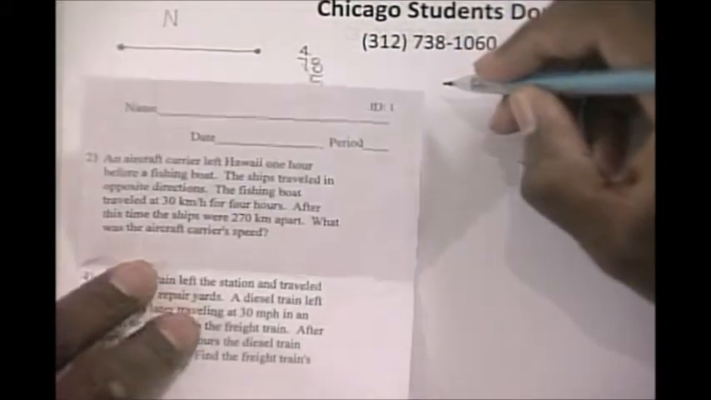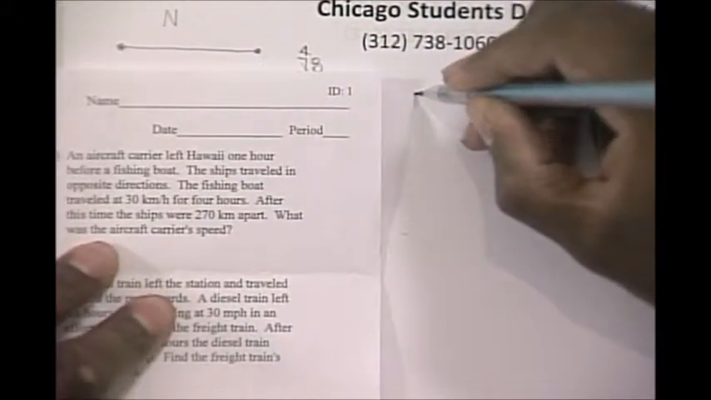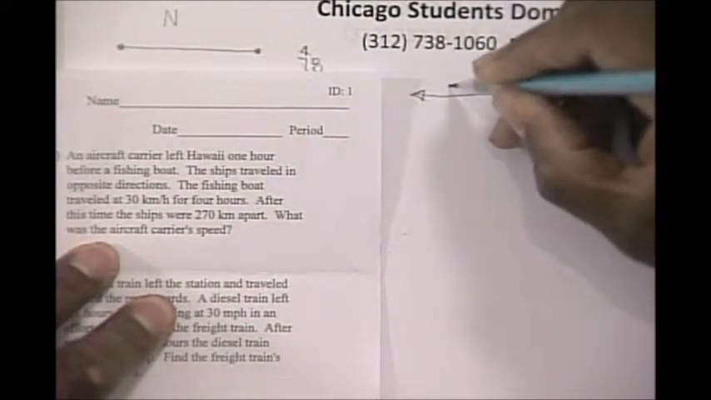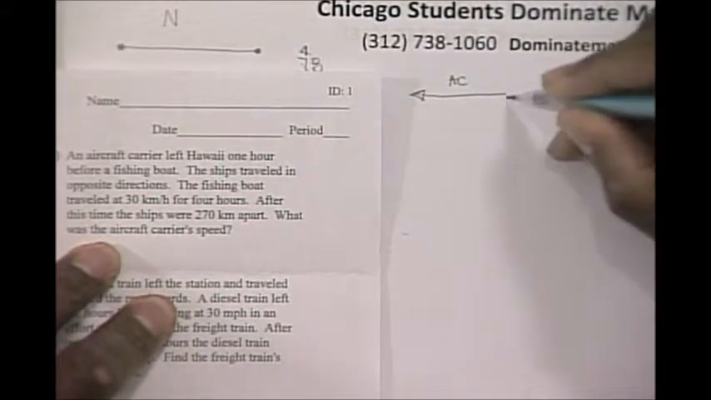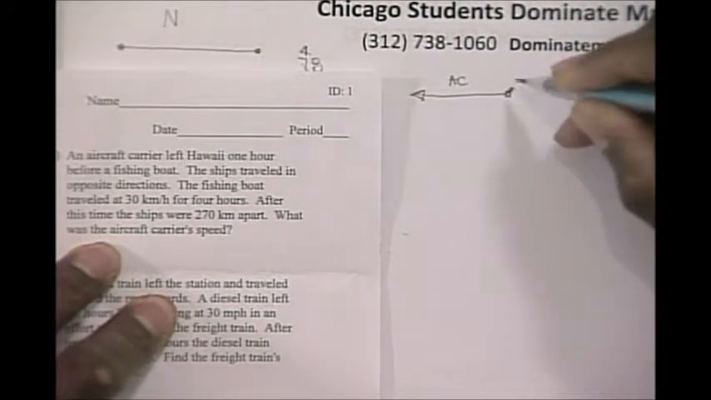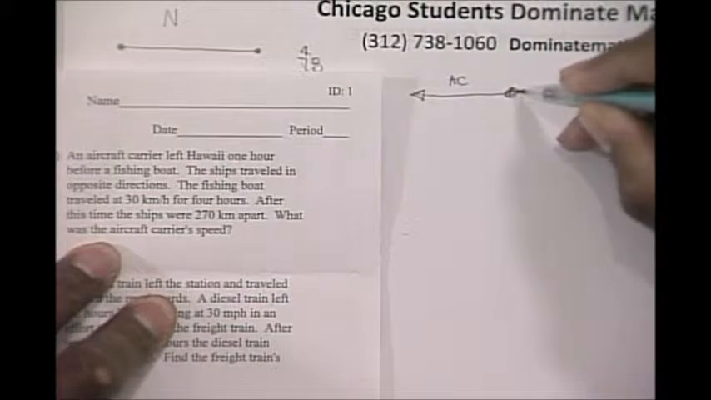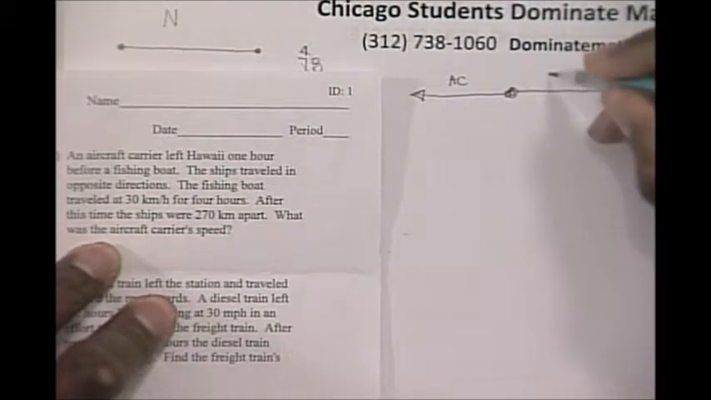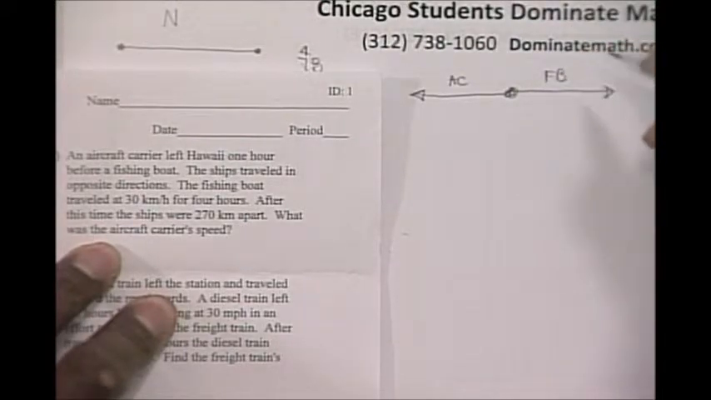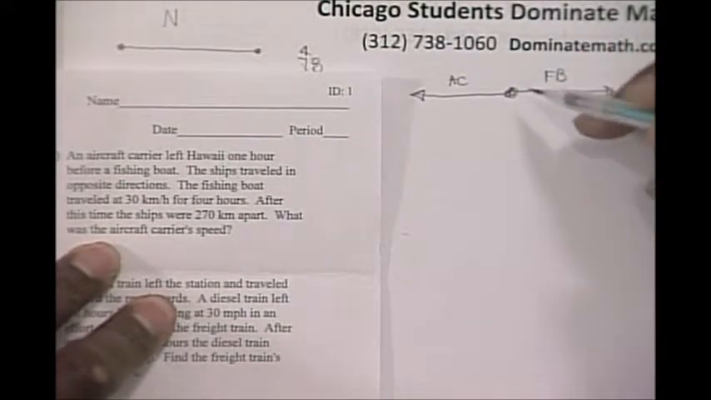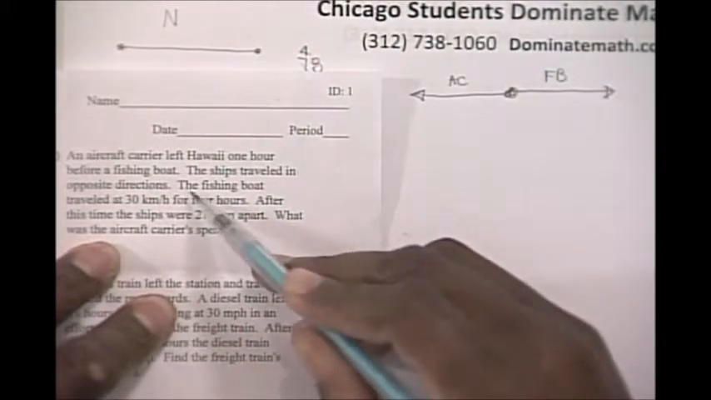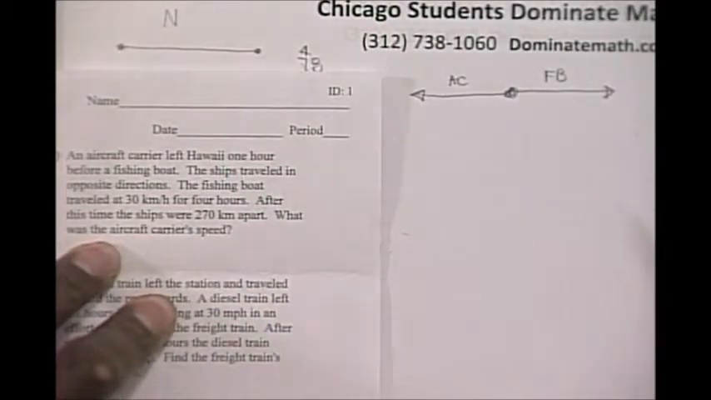All right, so here we go. Let's take a look at it. Let's call this the aircraft carrier, AC. And then you've got the fishing boat, and I'm drawing it in the opposite direction as the problem stated. Fishing boat, let's label that FB. It says the ships travel in opposite directions, and the fishing boat traveled 30 kilometers per hour for 4 hours.